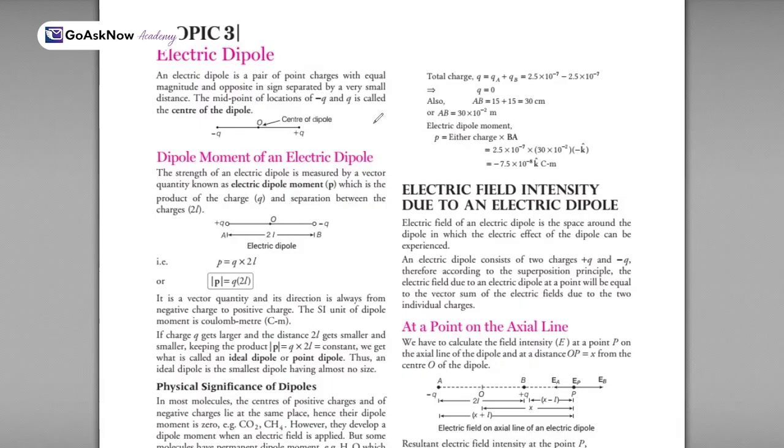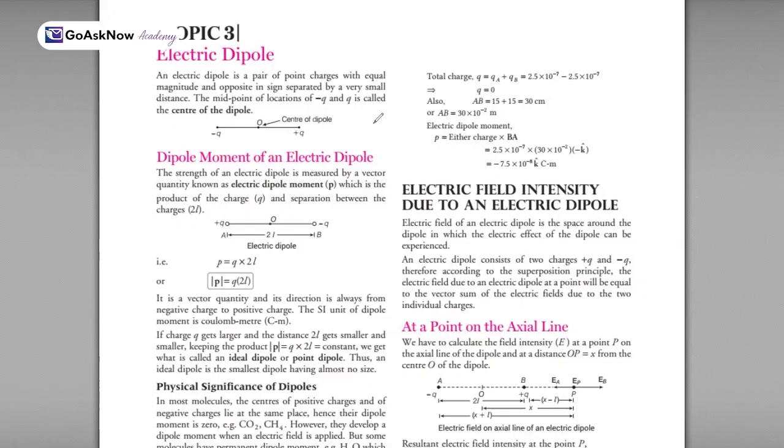So, dipole moment of an electric dipole. The strength of an electric dipole is measured by a vector quantity known as electric dipole moment, that is represented by P. As I told you in the previous topic, an electric dipole has two charges, minus q and plus q, separated by a small distance and having equal magnitude.